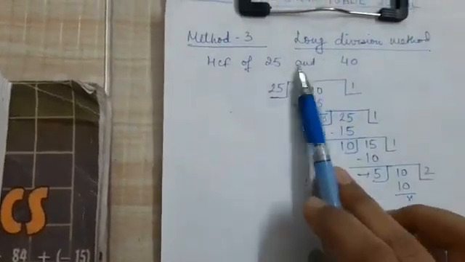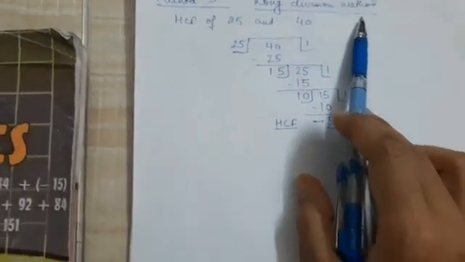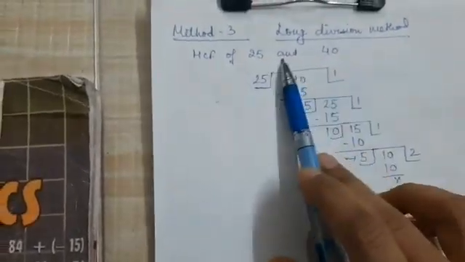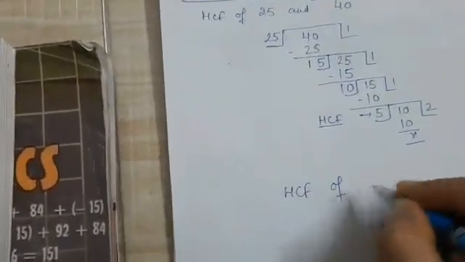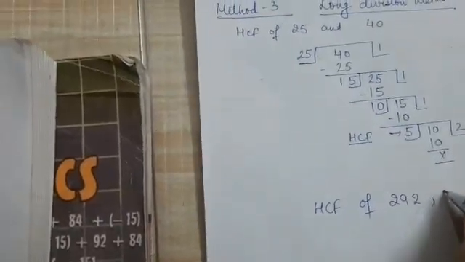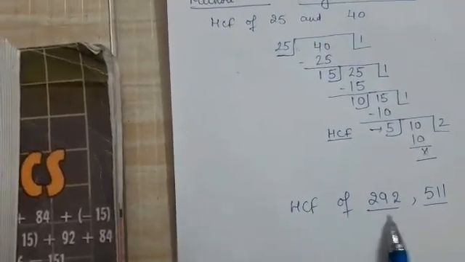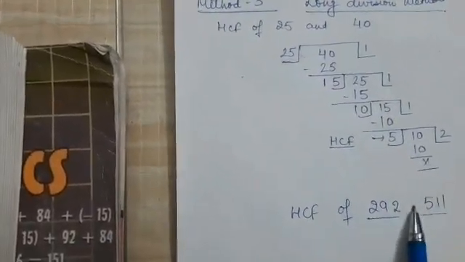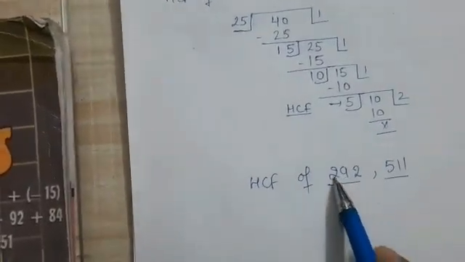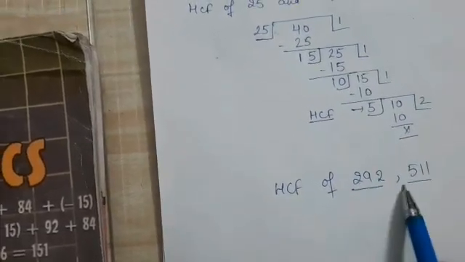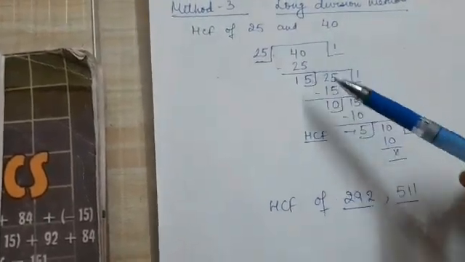Our third method is long division method. We can use long division method when the numbers are big. Here the numbers are small, but suppose you have to find out HCF of 292 and 511. Now these numbers are big. So it's very difficult for you to find out the factors of 292 and 511, and then find out the common factors among two numbers and then HCF.